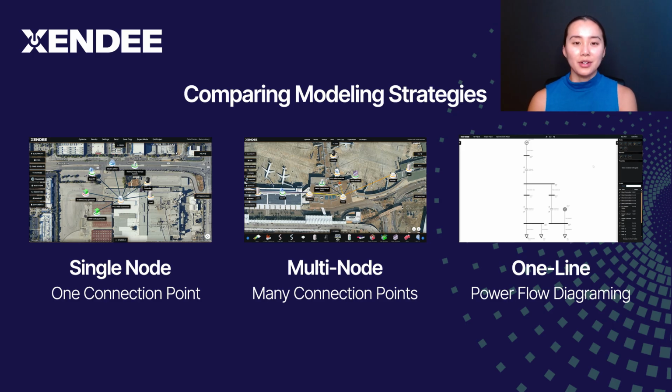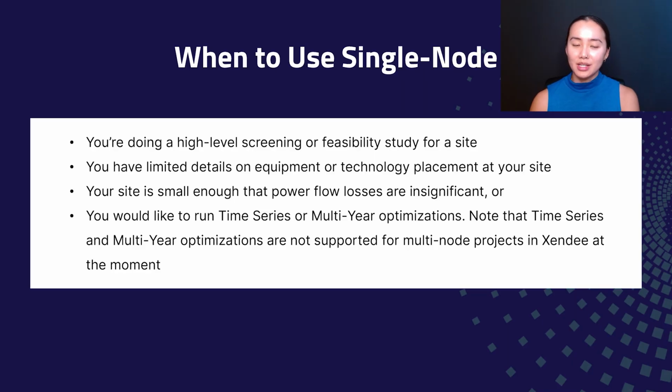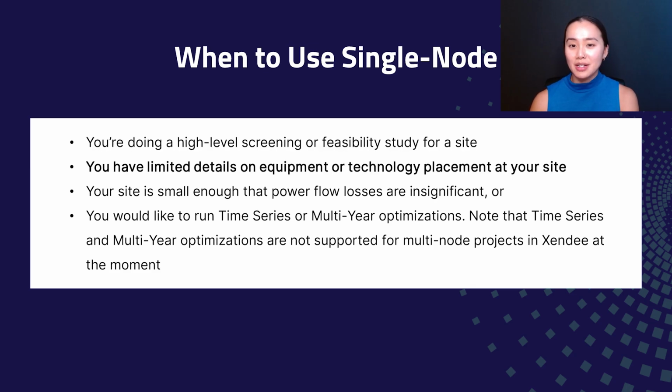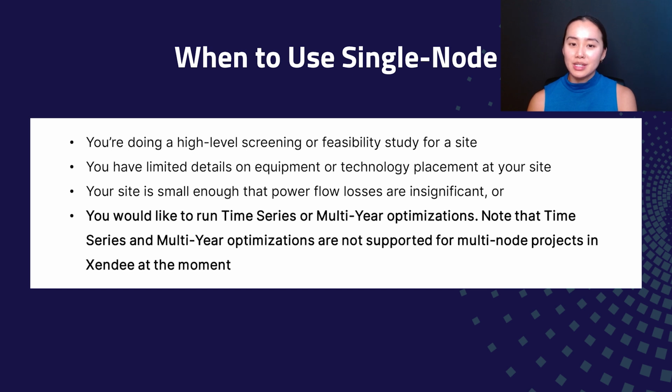Let's start with comparing single node and multi-node. You may want to model your project in single node if you're doing a high-level screening or feasibility study for a site, you have limited details on equipment or technology placement at your site, your site is small enough that power flow losses are insignificant, or you would like to run time series or multi-year optimizations. Note that time series and multi-year optimizations are not currently supported for multi-node projects in Xendee.